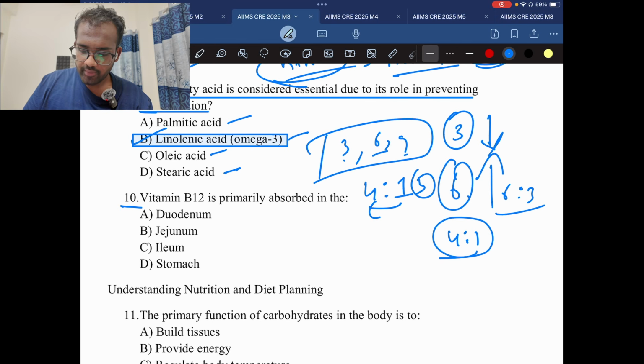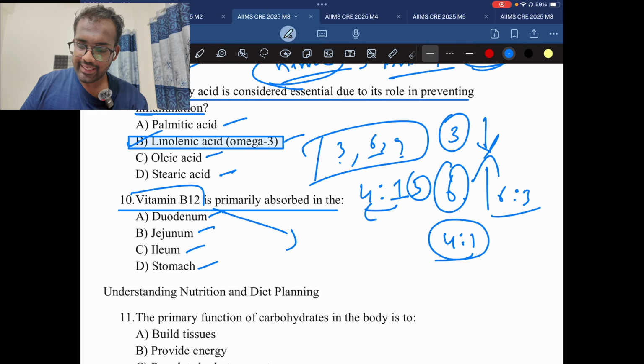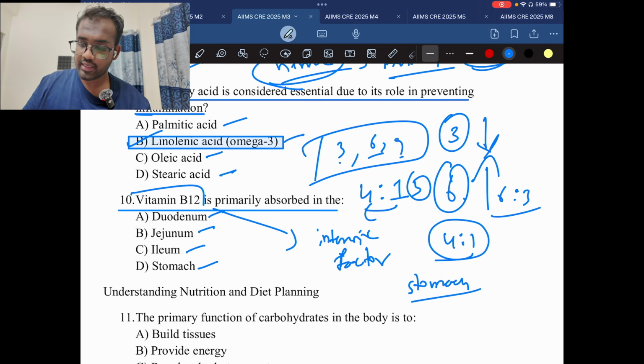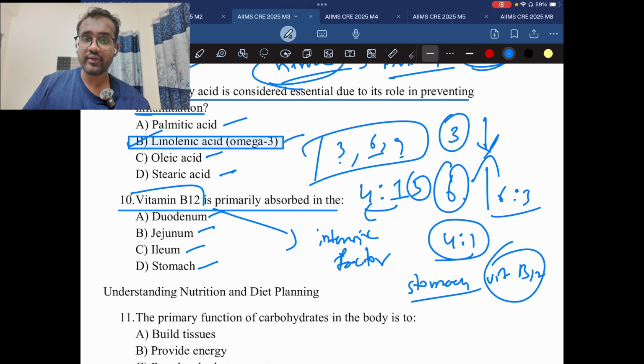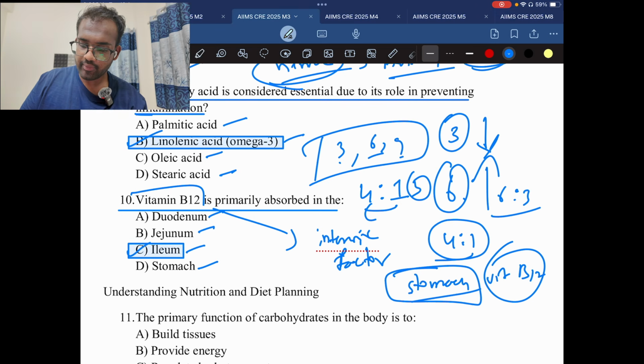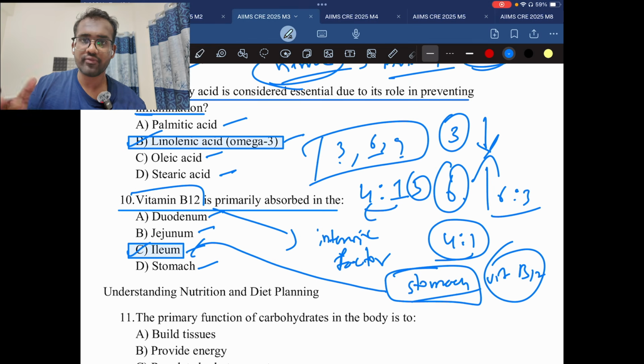Question number 10. Vitamin B12 is primarily absorbed in: duodenum, jejunum, ileum, stomach. Always remember, for vitamin B12 absorption, we need intrinsic factor. This intrinsic factor is released in the stomach, which helps digest vitamin B12. Always remember, if they ask where the initial digestion of vitamin B12 occurs, then it occurs in the stomach. Final absorption occurs in the ileum. The majority of vitamin B12 is absorbed in the ileum part of the digestive system.